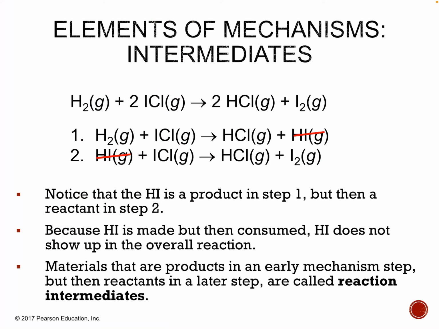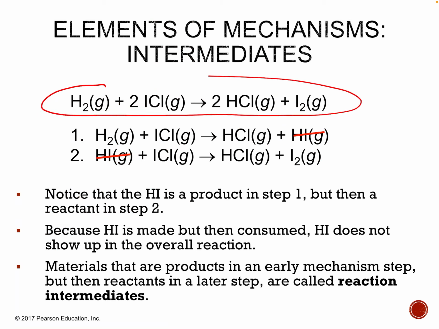So when we write these mechanisms, there's things that come up that are called intermediates, okay? And so intermediates are things that are going to be formed during the course of a reaction and then used up in a later step. So they're not going to show up ever in our overall reaction. So this is our overall reaction. We would never have an intermediate in an overall reaction. So it's going to be something that's formed in one step and then used up in the next, or used up in a later step.